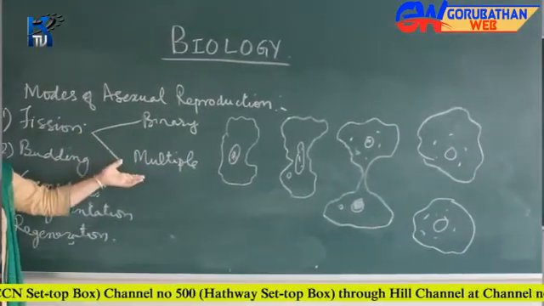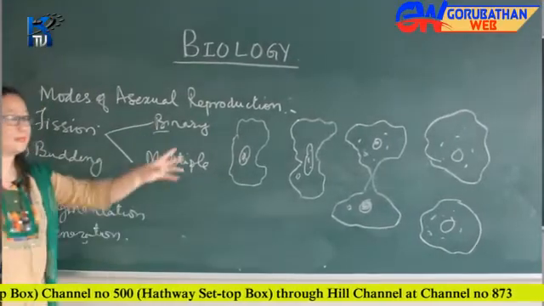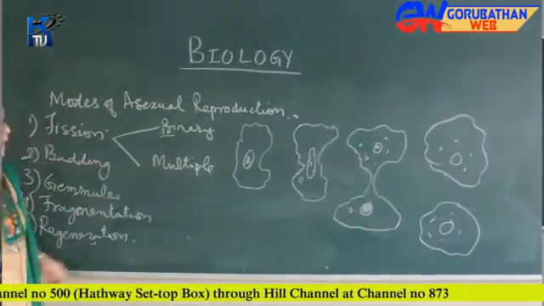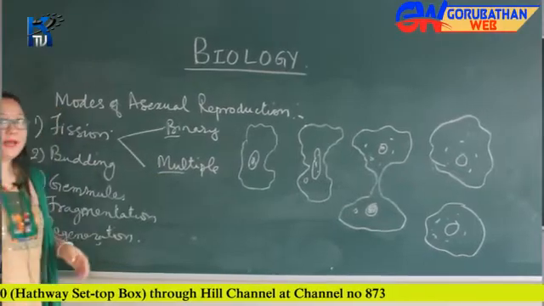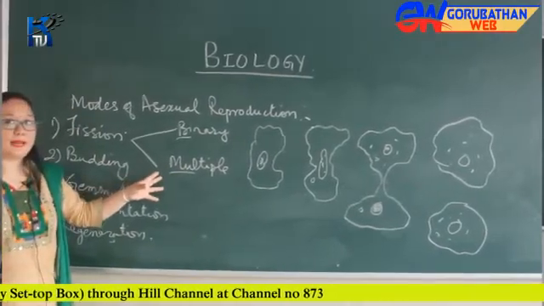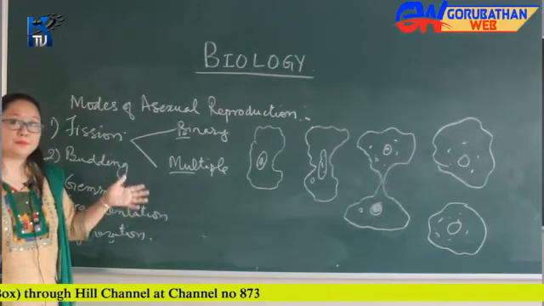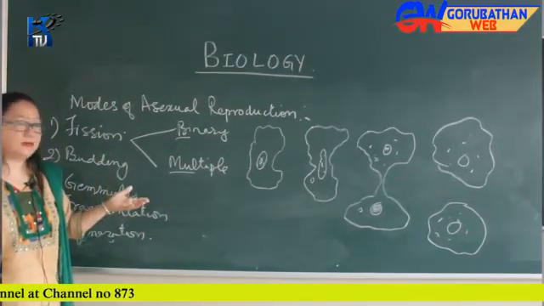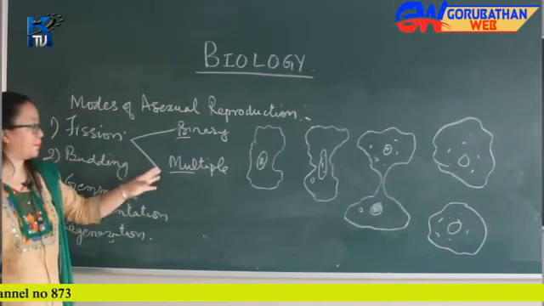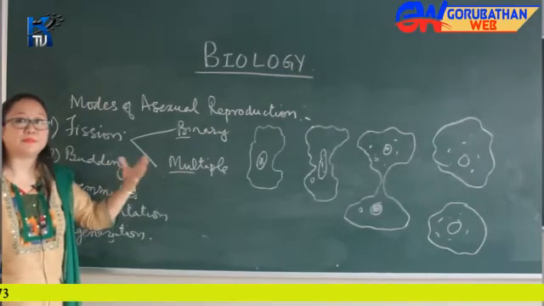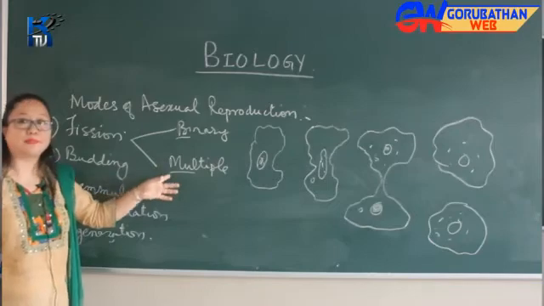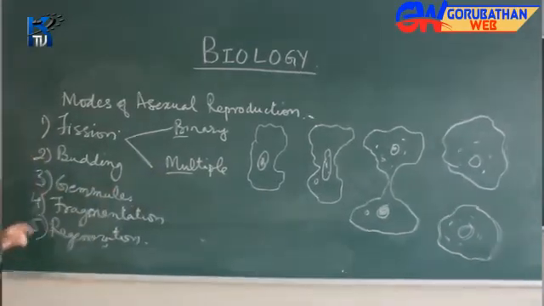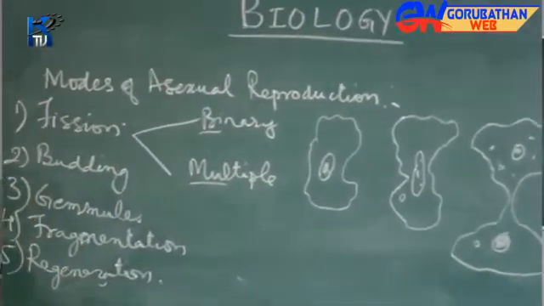And in binary fission, bi means two cells are produced. Okay, and multi means many, and multiple fission is when the organism reproduces by repeated division into many cells. Okay, when many cells are produced by repeated division of the cell, then it is called multiple fission. Another is budding.